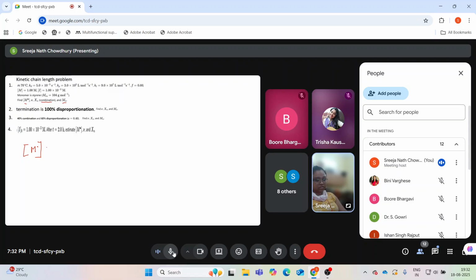2 by 2 minus A is equal to 2 by 2 minus 0.4, so that gives you 1.25. Now the degree of polymerization when both disproportionation and combination occur, that will be 2 nu, and it becomes 1.25 into 2.